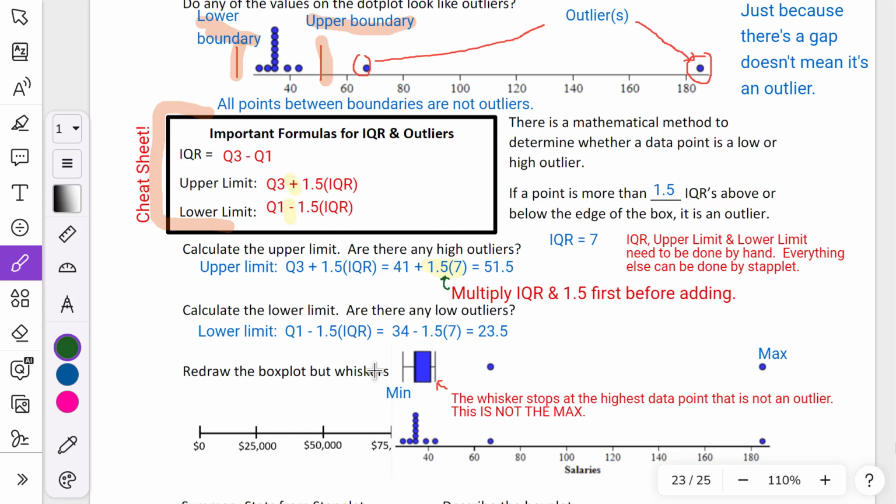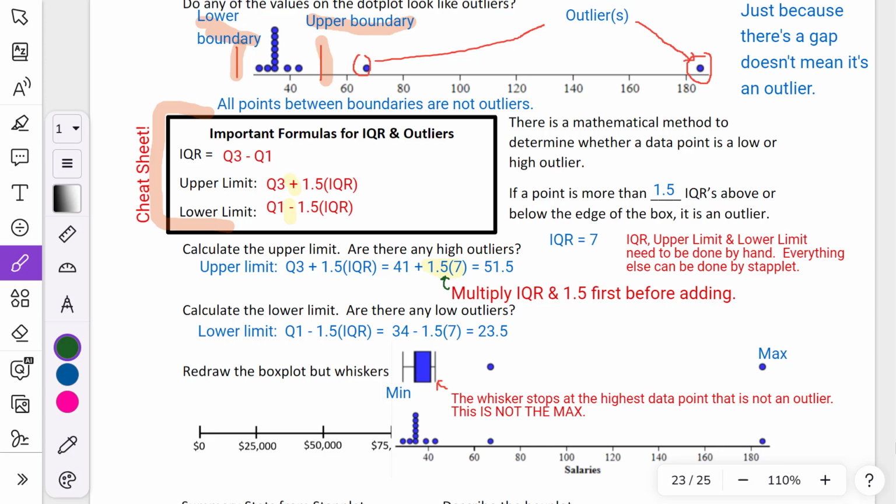So here we go: 1.5 times 7 plus 41. Your calculator should spit out 51.5. And for the lower one, remember we're subtracting now, but multiply the 1.5 and the 7 first, and subtract that from 34, and you should get 23.5. When you multiply these two together, you should get 10.5. So it's 41 plus 10.5, and 34 minus 10.5. If you plug this into the calculator exactly as it is, in a good format, it will spit out the right answer.